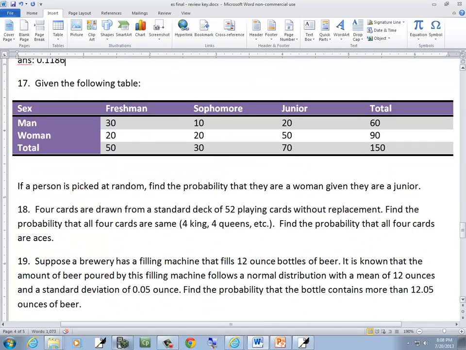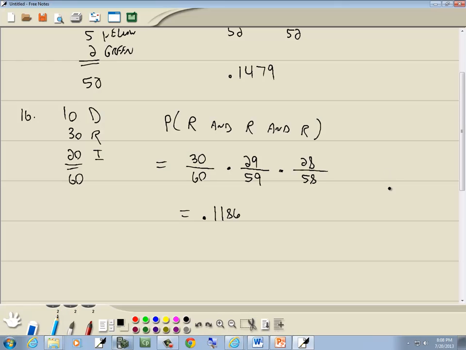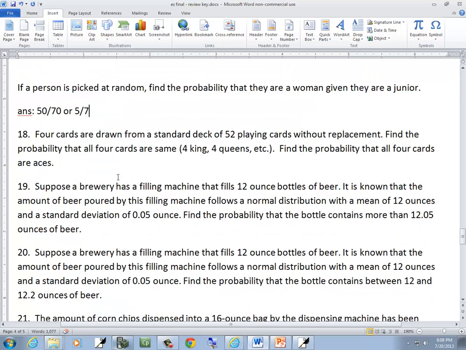Okay, number 17. If a person is picked at random, find the probability that they are a woman given they are a junior. So given they are a junior, that means we're only looking at the junior column here. So it means there's 70 total, and of those 70, 50 of them are women. So we'd have 50 over 70, or 5/7. That's a conditional probability.